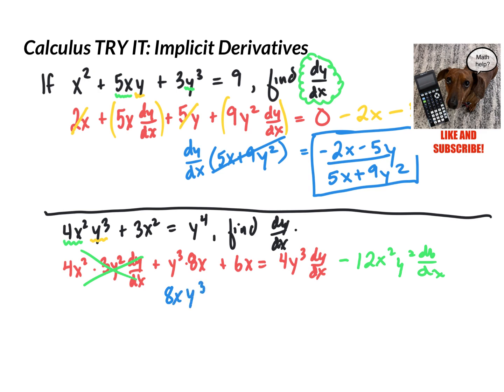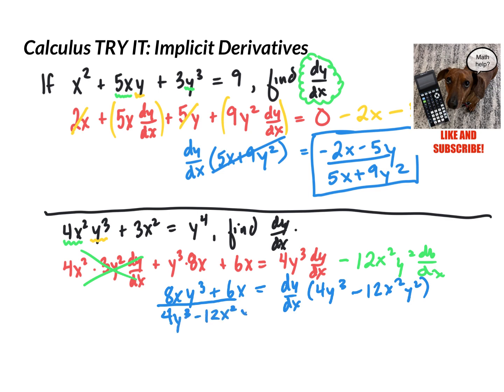y cubed plus 6x equals, I'm going to factor that dy dx out. So dy dx is out of both. 4y cubed minus 12x squared y squared. And I'll then divide both sides by 4y cubed minus 12x squared y squared. So there is my derivative.